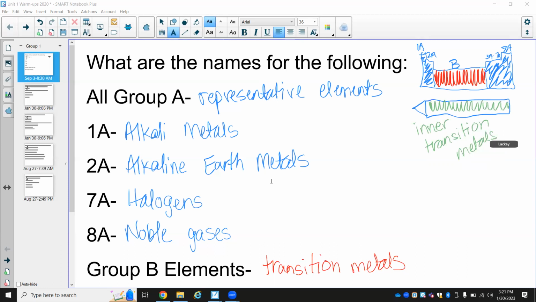You'll also hear these referred to as the lanthanide and actinide series because those are the elements at the very beginning of those two rows. The reason these are called the inner transition metals is these are actually a part of the 6th and 7th row of the periodic table. But to keep your periodic table from being multiple pages wide, for it to fit on one, they just pulled those areas out of the main periodic table and put them at the bottom.